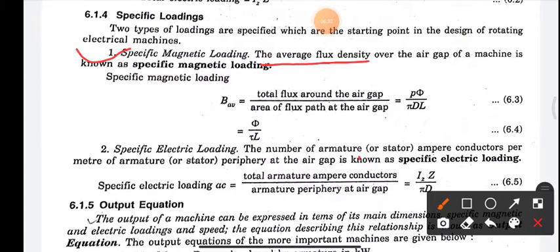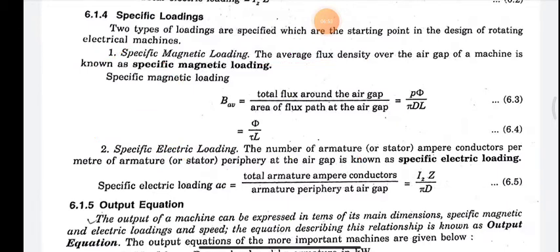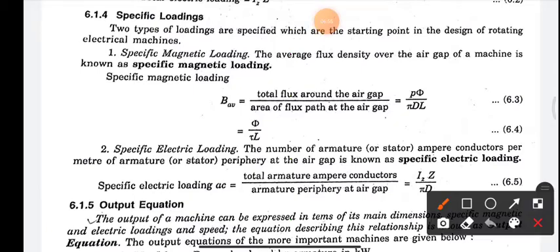Now what is flux density? First of all, the concept should be clear. Flux density, in simple words, is denoted by B, and it is flux upon area. It is a simple formula of flux density. Now our definition says specific magnetic loading is average flux density over the air gap of a machine, and flux density is nothing but flux upon area.